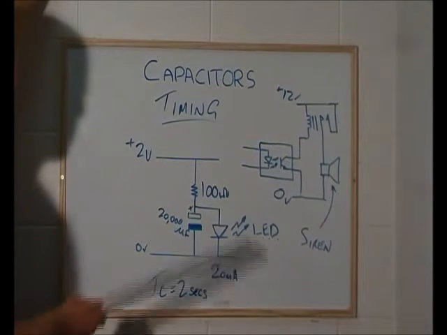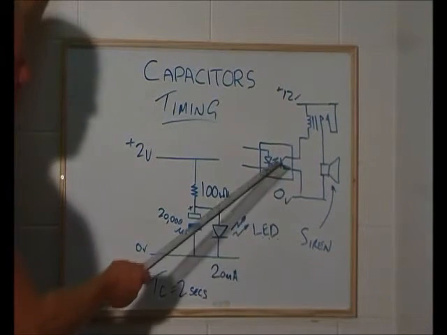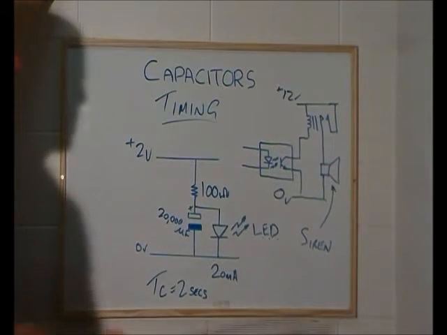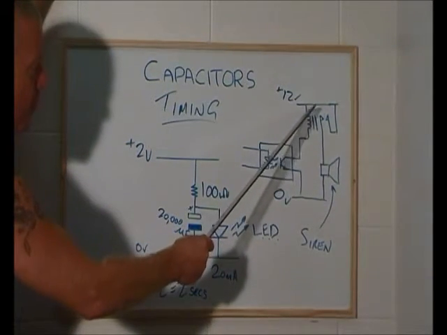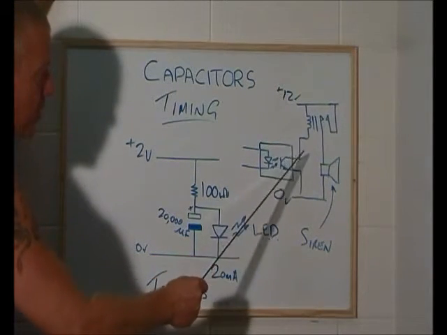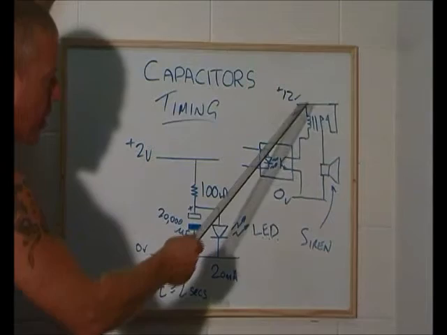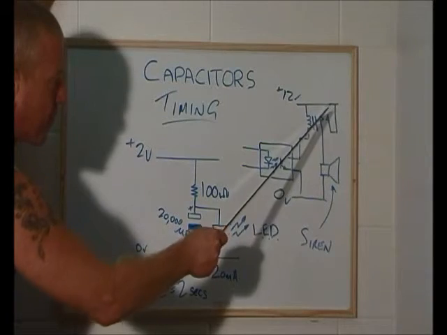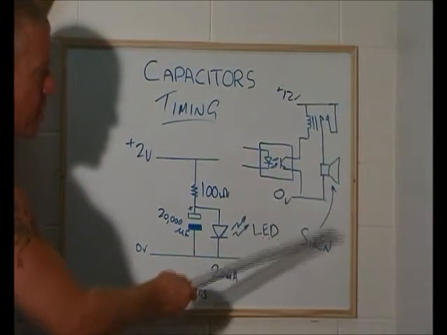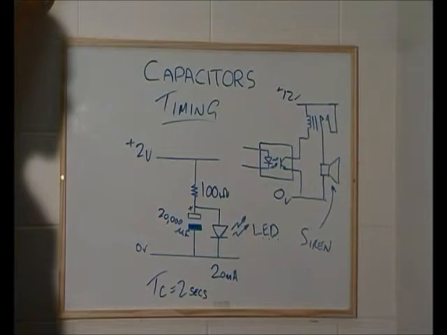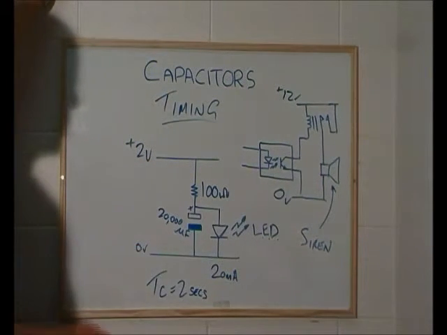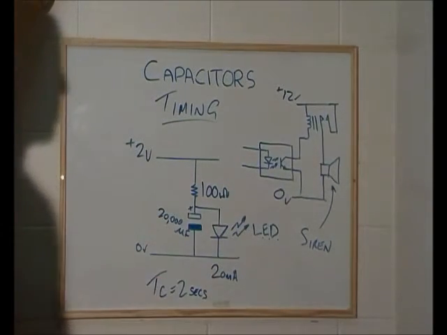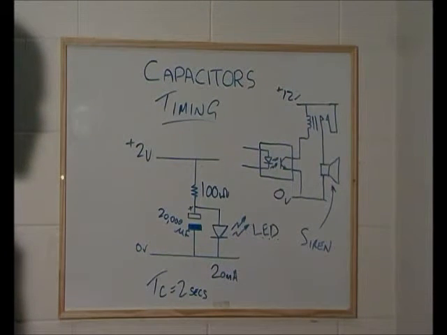So after 10 seconds, our LED turns on, our phototransistor goes short circuit, or on, supplying 12 volts through a relay coil down to 0 volts, energising the relay, which then turns the relay contacts on, supplying power to a 12 volt siren. So after 10 seconds, the LED turns on, the phototransistor turns on, the relay turns on, supplying 12 volts to a 12 volt siren. Simple timing circuit.